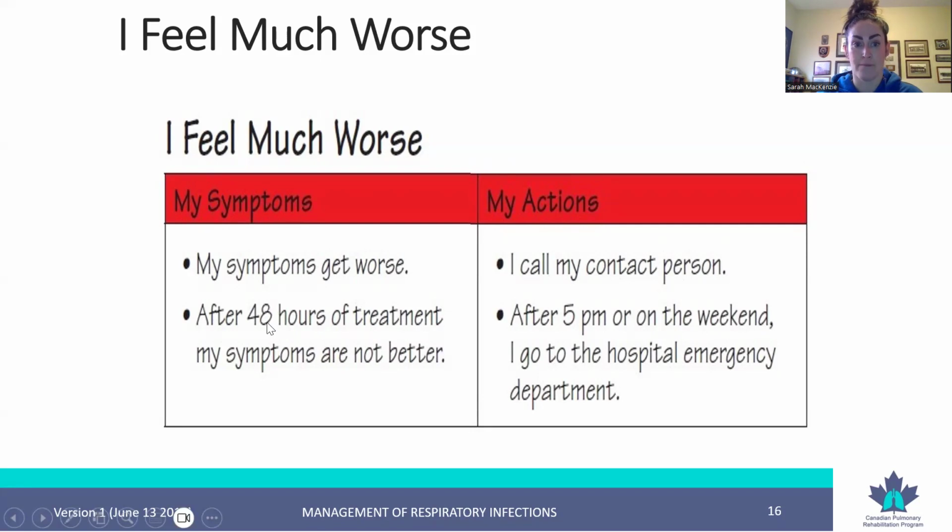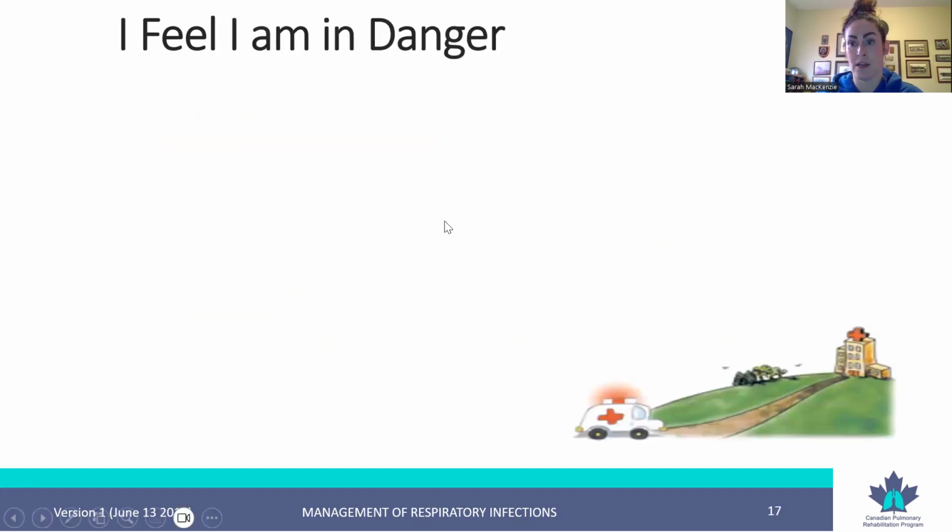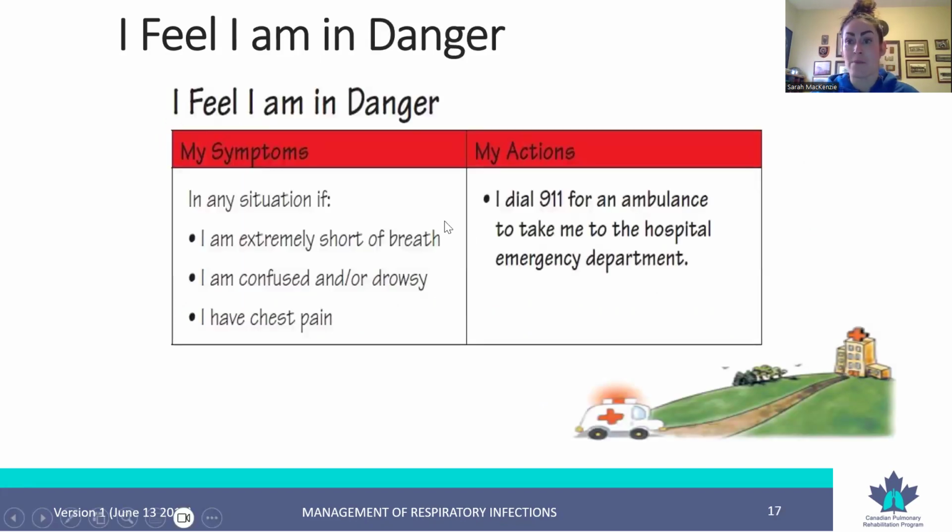So don't delay, because what we don't want is to get in a situation where we're headed towards respiratory failure, meaning the energy required to breathe is not sustainable. You need to be in a monitored place, if things continue to get worse, so that they can keep you alive, right? So that's: I feel much worse. I feel I'm in danger.